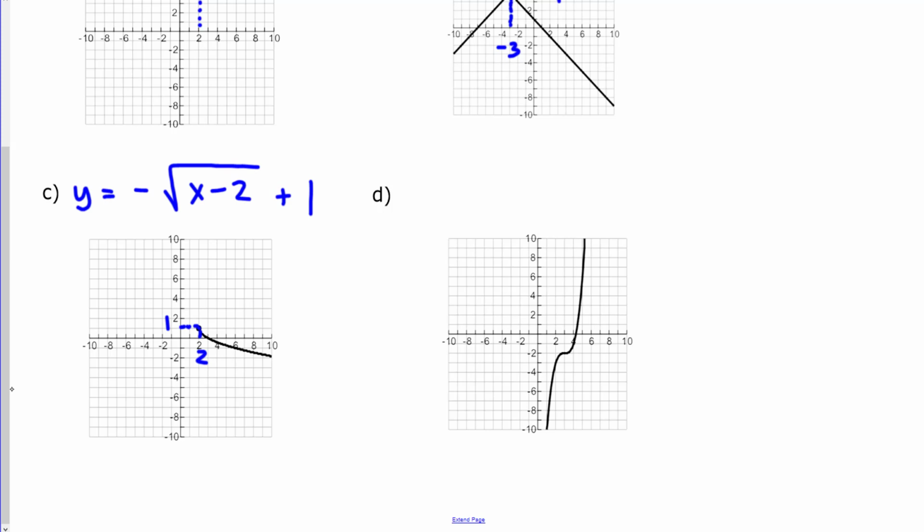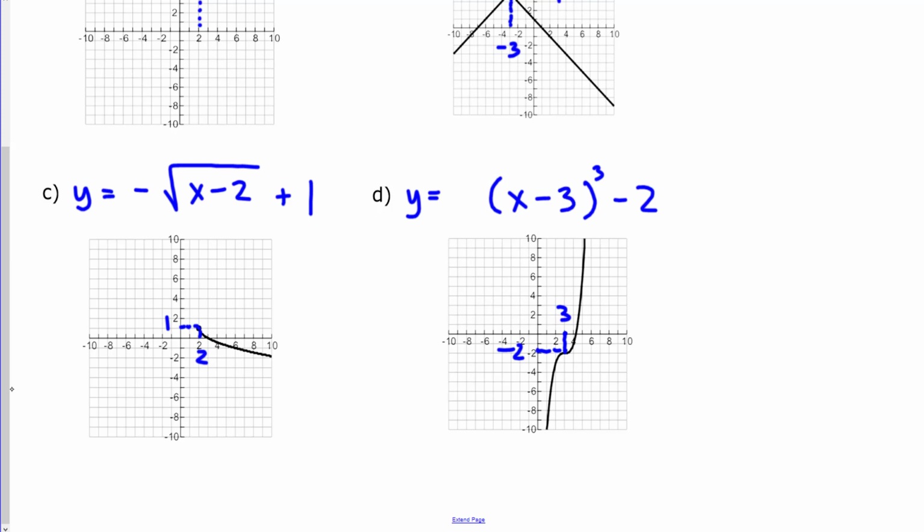And lastly, part D, this is a cube, so I'm just going to write y equals cube like that. So we got the function straight away. Now, this is shifted to the right 3 and down 2. So in order to shift this down 2 units, I'll have a minus 2 on the outside. To shift it to the right by 3, I'm going to have x minus 3 on the inside.